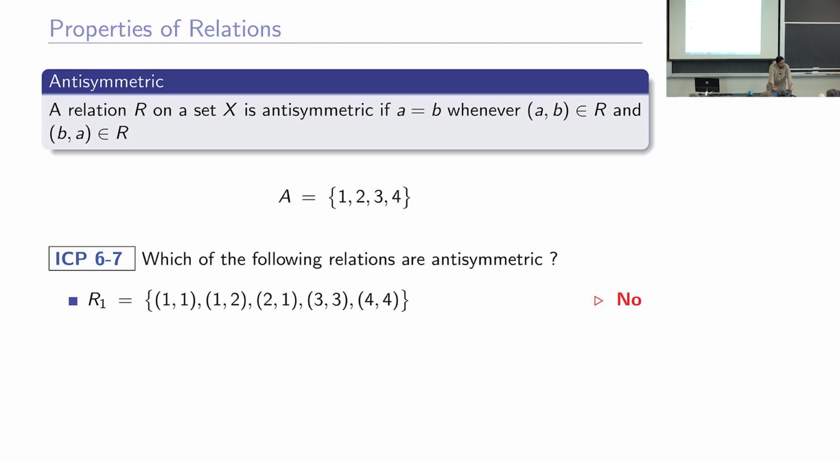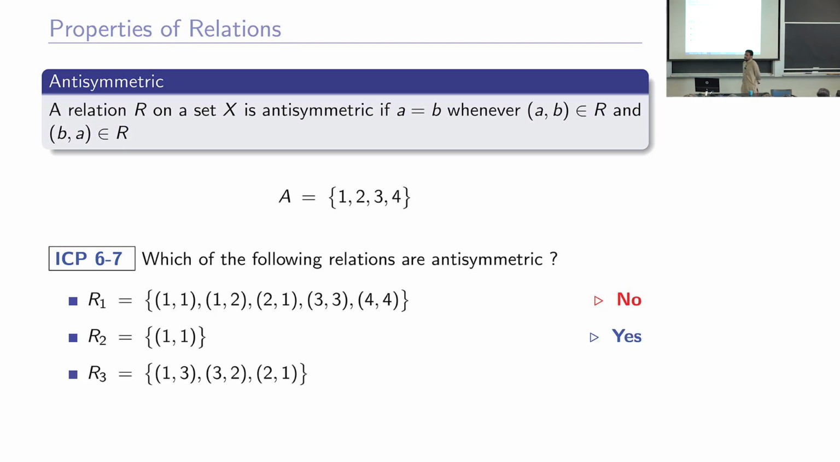So, is this R1 antisymmetric? Why not? Because 1, 2 is there and so is 2, 1, right? Is this antisymmetric? Because 1, 1 is there and 1, 1 is there, but it's allowed for equal things to be related in both directions, but not the other side, not unequal elements. Is this relation antisymmetric? 1, 3 is there, 3, 1 isn't, right? 3, 2 is there, 2, 3 isn't, and 2, 1 is there and 1, 2 isn't, right? So this is antisymmetric, okay?